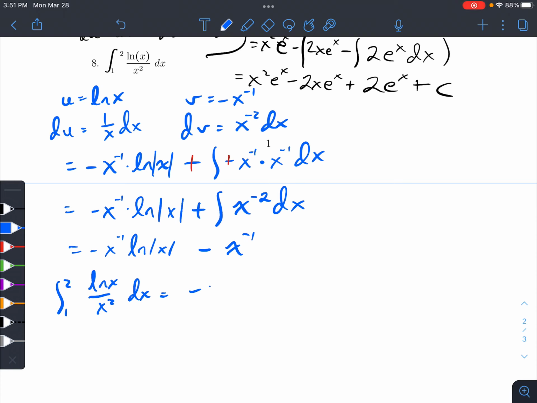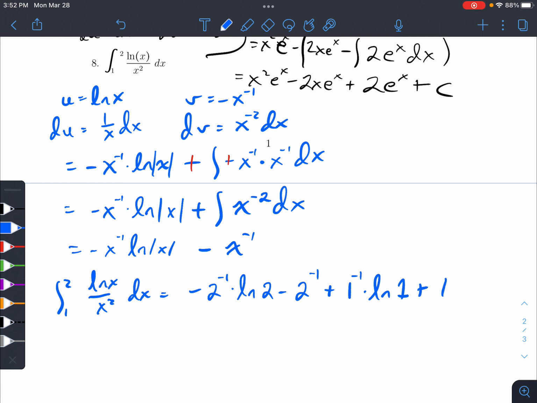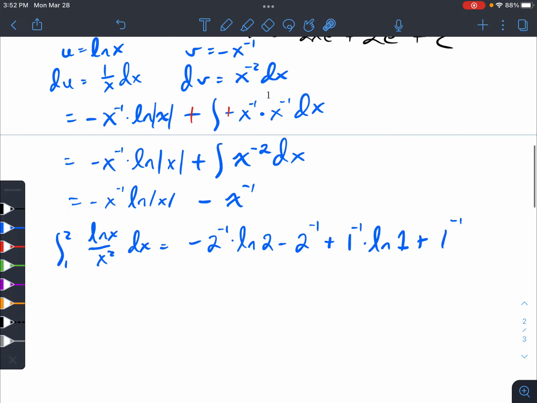So let's do that. So negative 2 to the negative 1 times ln of 2 minus 2 to the negative 1. And then minus, so I'm going to subtract all the terms. When I subtract this entire thing, I'm just going to make everything positive. So I'm just going to write plus 1 to the negative 1 times ln of 1, and then plus 1 to the negative 1. So if you don't want to put parentheses here, just make sure to change the sign of all of the terms in this so that you're distributing that negative. All right, and so this would be your final answer.